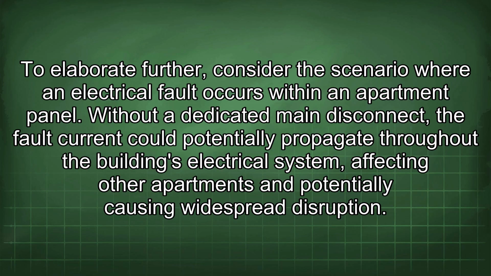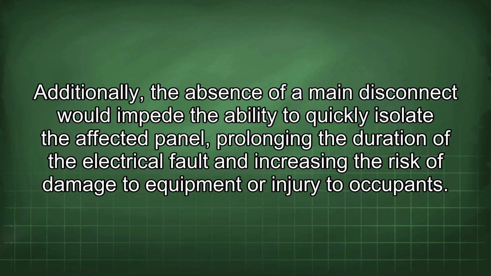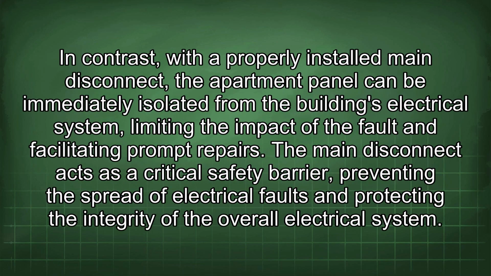To elaborate further, consider the scenario where an electrical fault occurs within an apartment panel. Without a dedicated main disconnect, the fault current could potentially propagate throughout the building's electrical system, affecting other apartments and potentially causing widespread disruption. Additionally, the absence of a main disconnect would impede the ability to quickly isolate the affected panel, prolonging the duration of the electrical fault and increasing the risk of damage to equipment or injury to occupants. In contrast, with a properly installed main disconnect, the apartment panel can be immediately isolated from the building's electrical system, limiting the impact of the fault and facilitating prompt repairs.